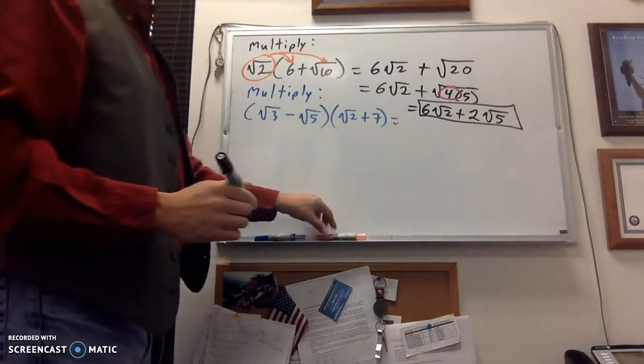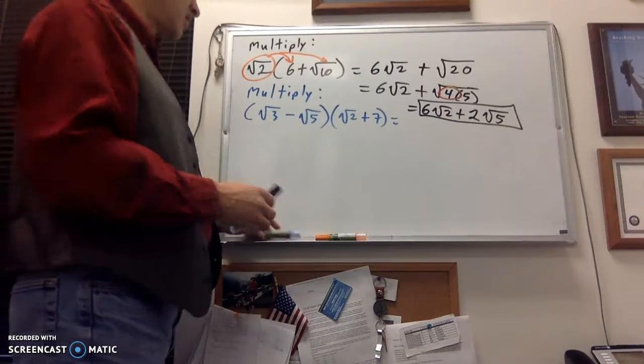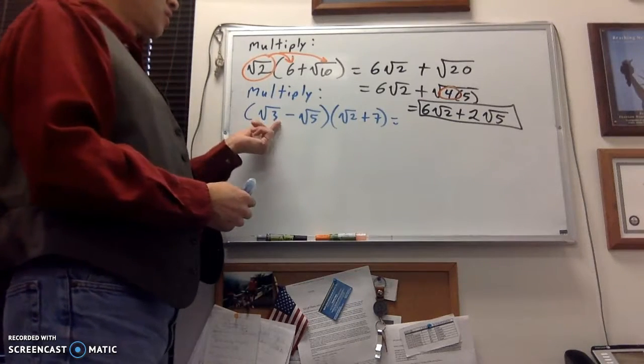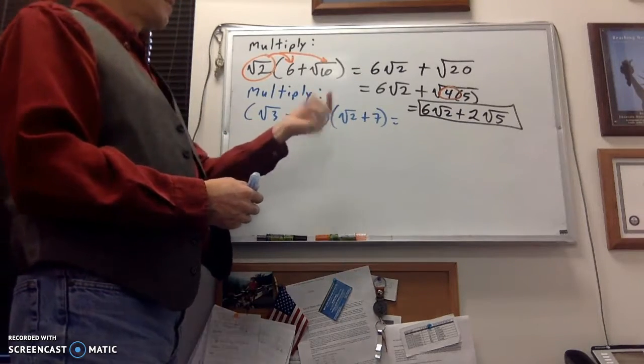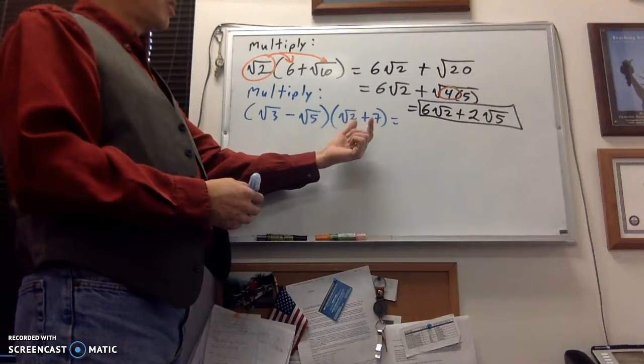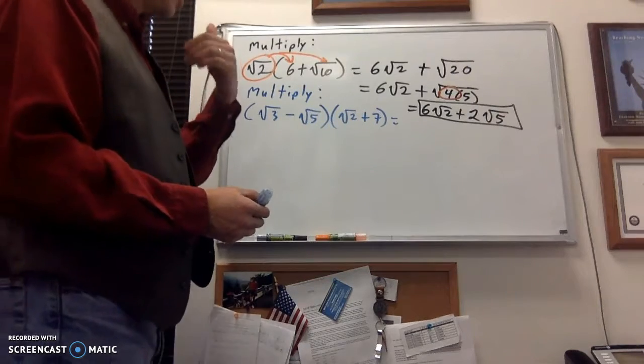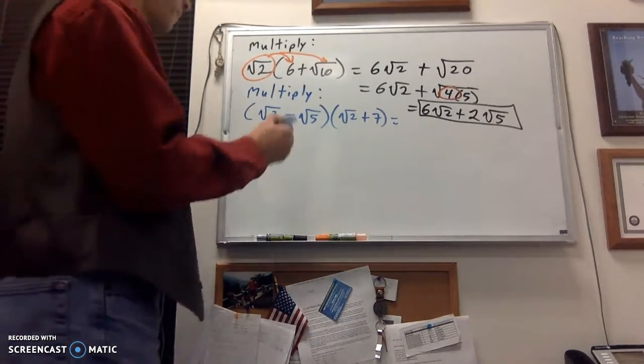So the answer isn't that pretty, but it could be worse. And we're going to see that happen on this next one. So we've got the square root of 3 minus the square root of 5, that binomial type situation, times this binomial type situation of the square root of 2 plus 7. So I'm going to do the first outers inners last here, okay?